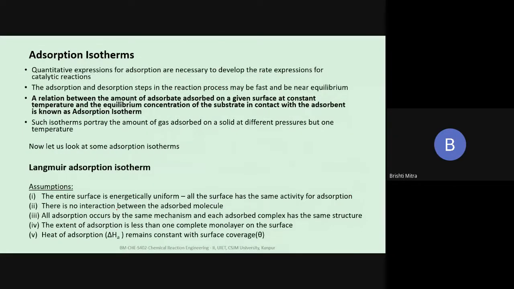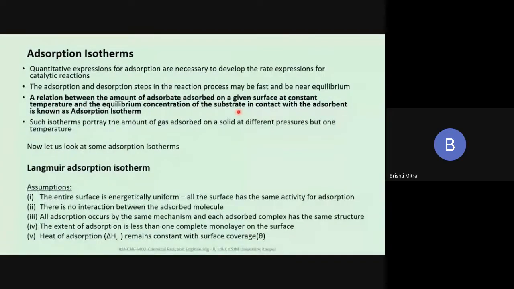So the next thing that we need to talk about is what we call the adsorption isotherms. So what are adsorption isotherms? These are essentially expressions or relations between the amount of adsorbate which is adsorbed on a given surface at a constant temperature, and the equilibrium concentration of the substrate in contact with the adsorbent. And so this relationship is known as an adsorption isotherm.